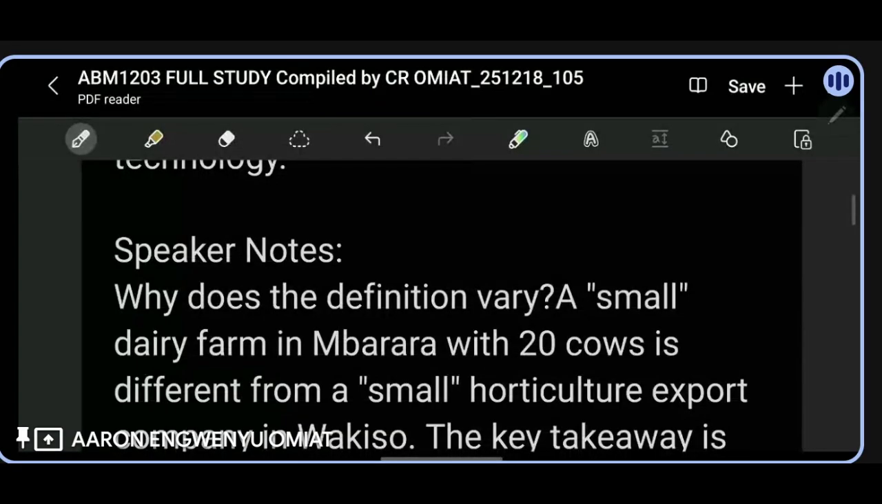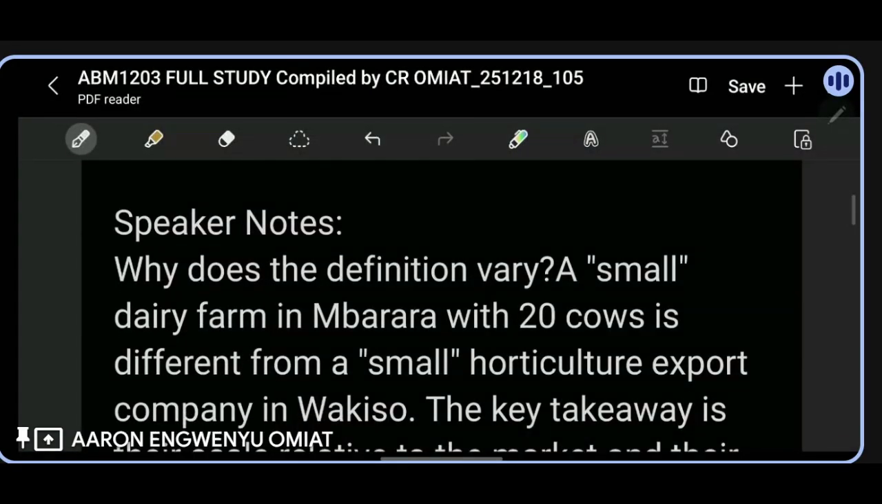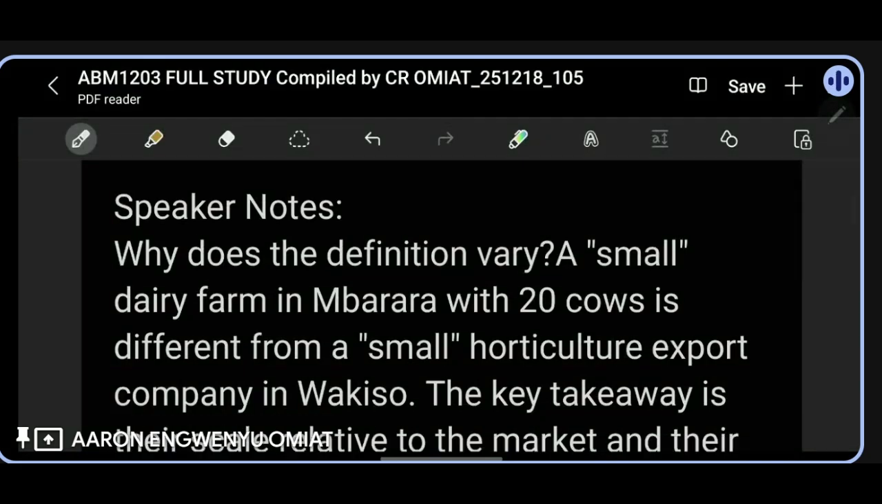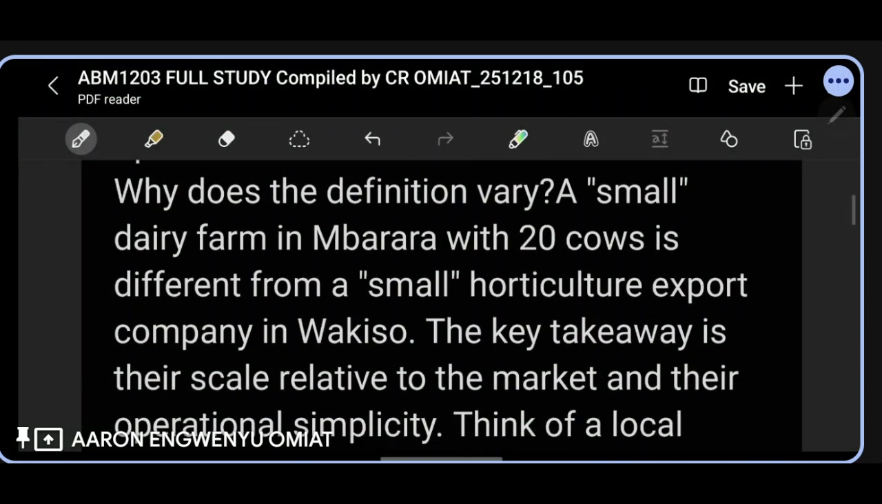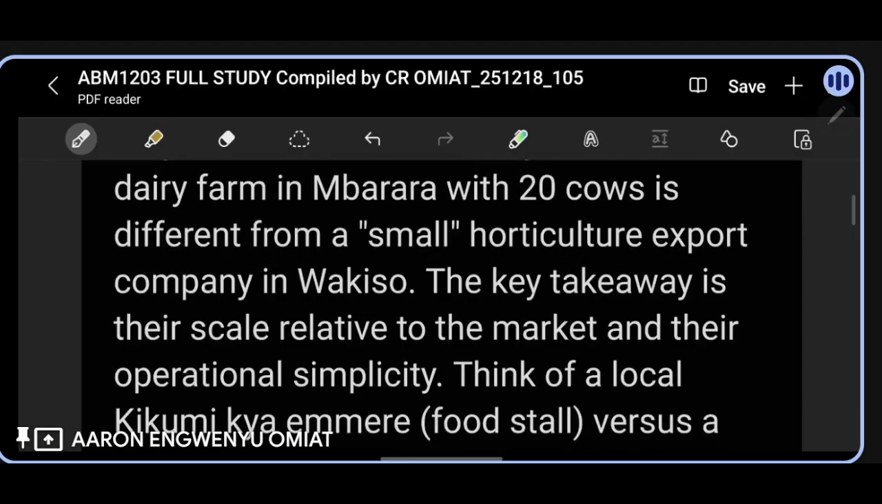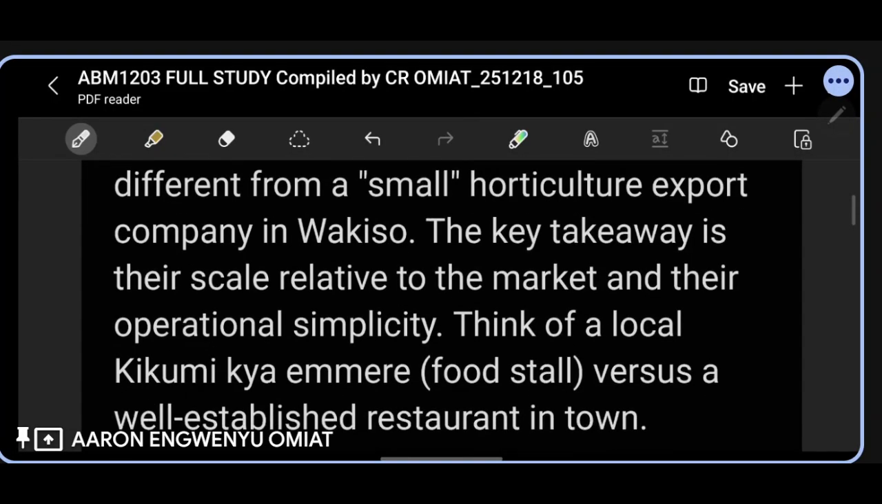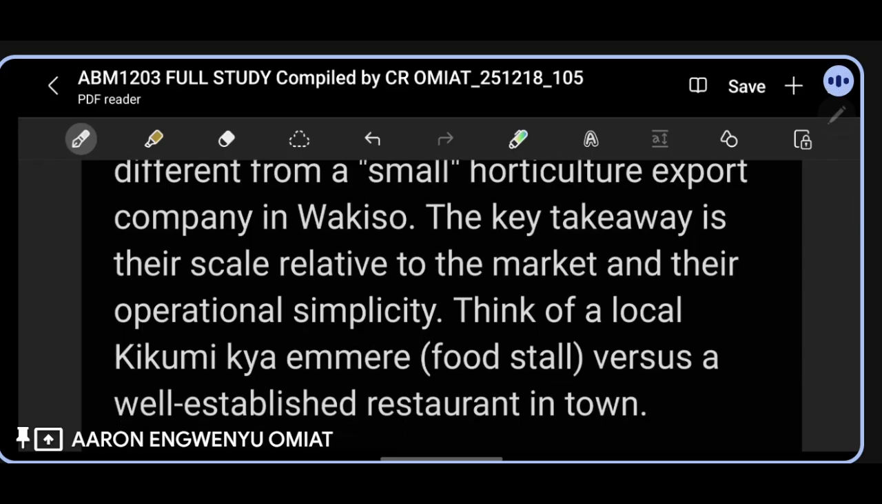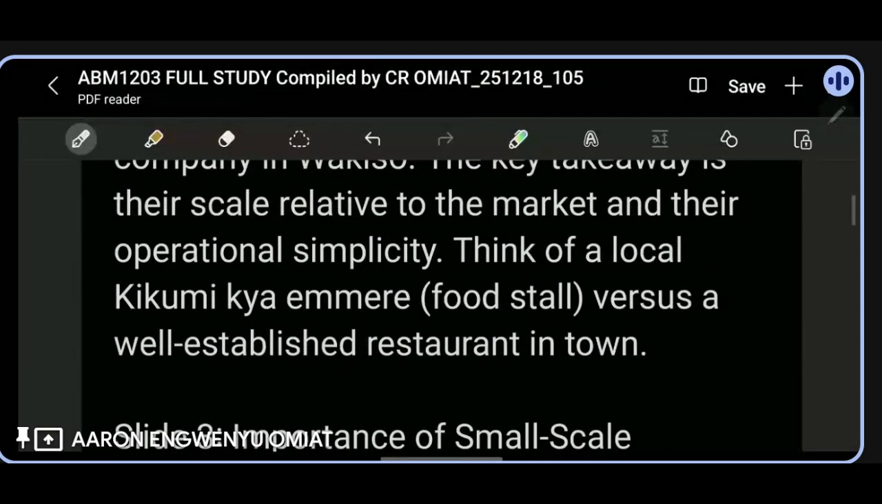And why does the definition vary? A small dairy farm in Ghana with 20 cows is different from a small horticulture export company in Wakiso. The key takeaway is their scale relative to the market and their operational complexity. Think of a local Chikumi cha emere or food stall versus a well-established restaurant in town.